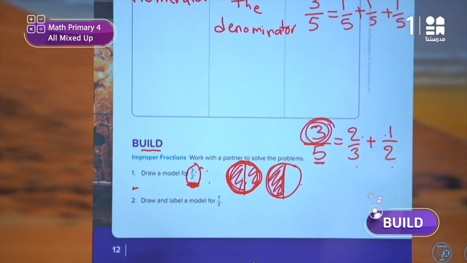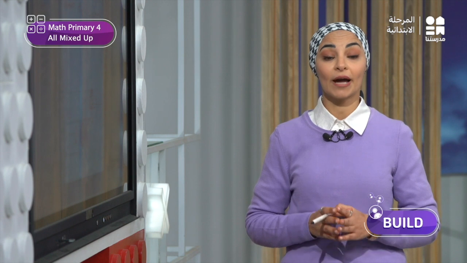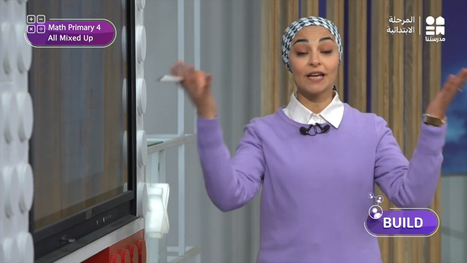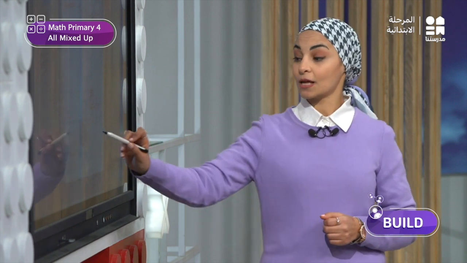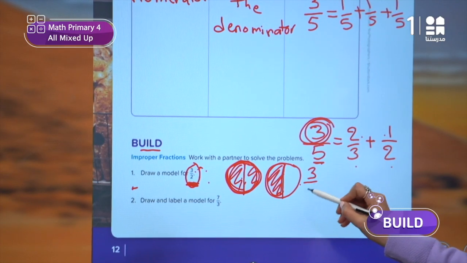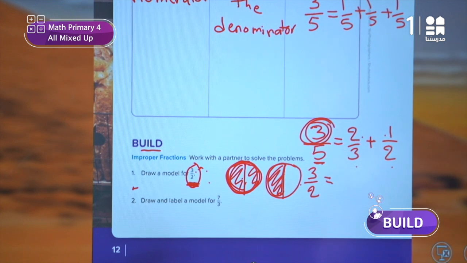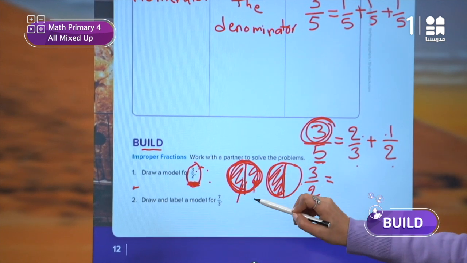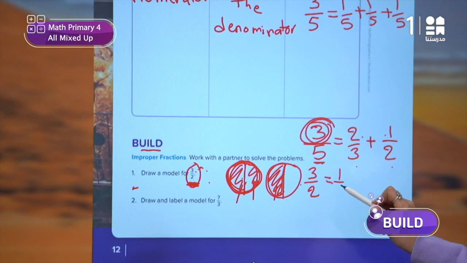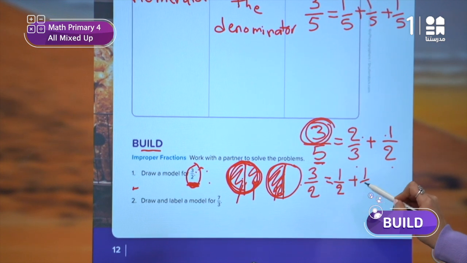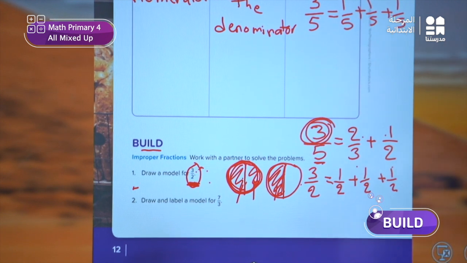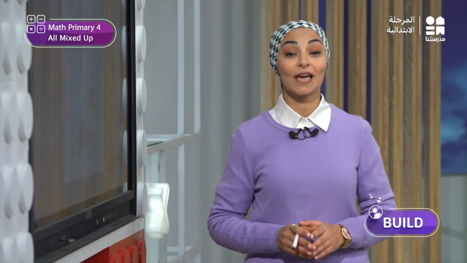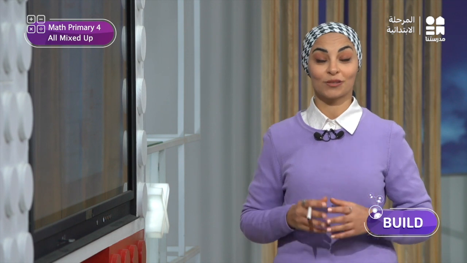So, when we shaded one whole circle and half of the second circle, what does that mean? It means that the improper fraction is bigger than 1. Also from the model, we can see that 3/2 equals what? How many halves are in 3/2? Half plus half plus half. So 3/2 equals half plus half plus half. It has 3 halves.